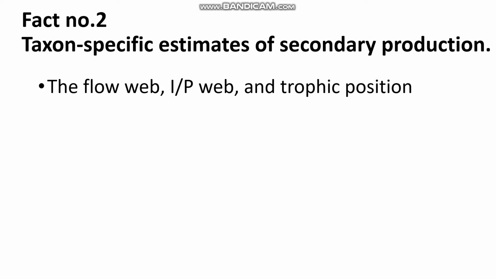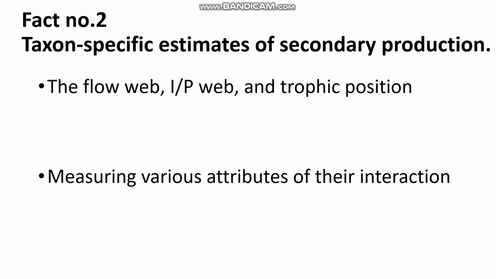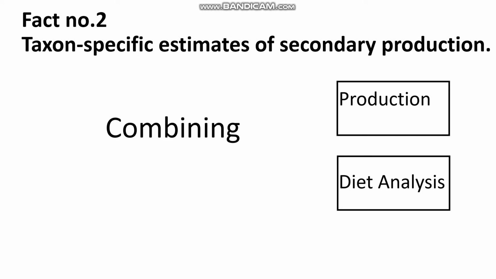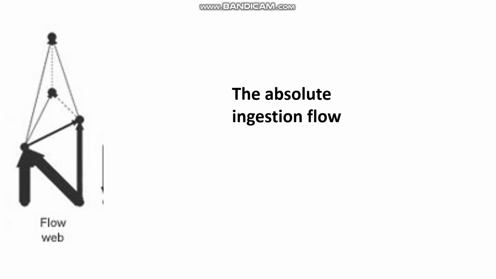Fact number 2. The flow webs, IP webs, and trophic positions are all made with a method called taxon-specific estimates of secondary production. It is the attempt to quantify food webs by measuring various attributes of their interactions. The key feature of this approach is combining production with diet analysis of those same taxa in order to build detailed flow webs. For example, it will require knowing the absolute ingestion flows between specific food resources and its consumer species.